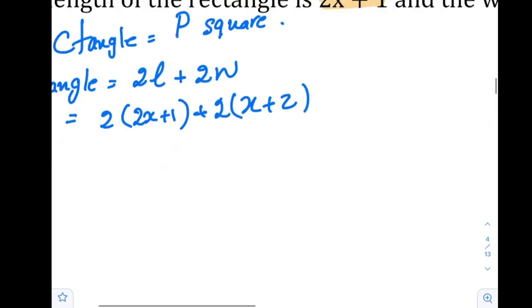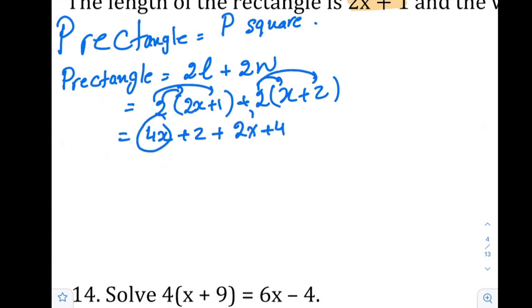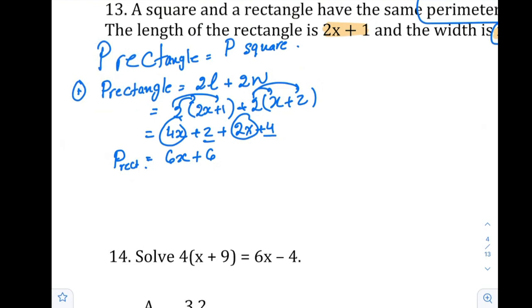And let's try to simplify. Distribute: 2 times 2x, 4x, 2 times 1, 2, plus 2 times x, 2x, 2 times 2 is 4. And we have 4x plus 2x, which is 6x, and 2 plus 4 is 6. So the perimeter of the rectangle is 6x plus 6.